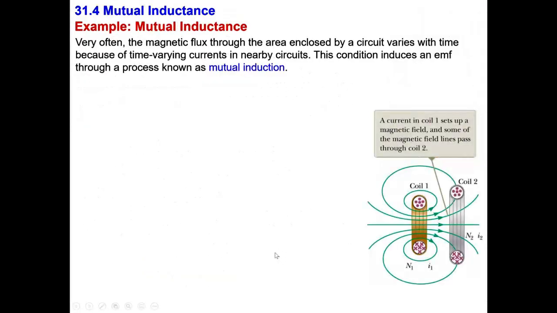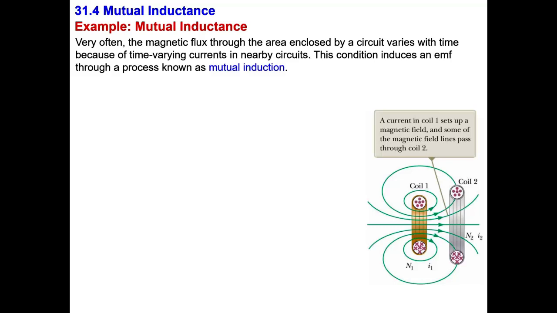Okay, so here we have two coils, coil 1 and coil 2. We have a current flowing through coil 1. We are looking at the cross section of the coil, so these are the wires in the coil, and this is the second coil. The first coil has N1 turns, and the second coil has N2 turns.